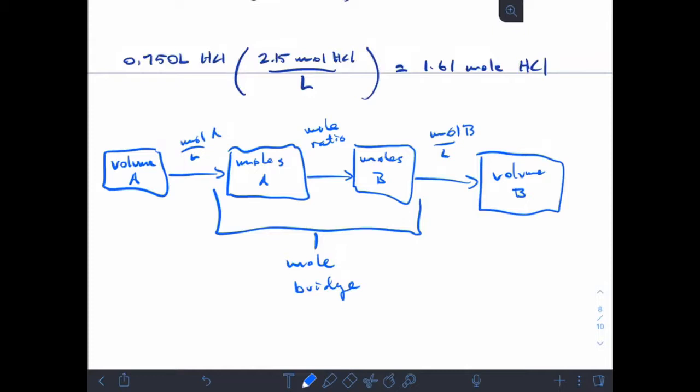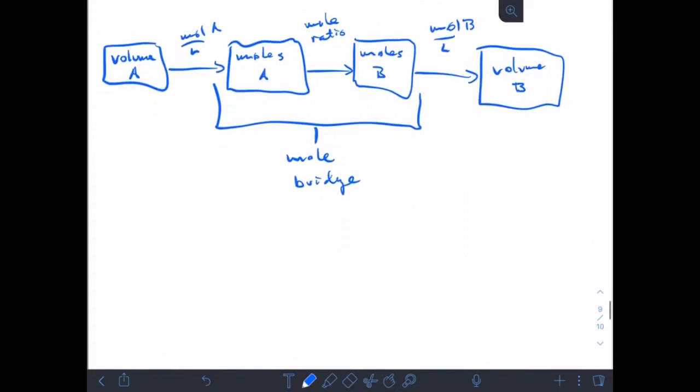Okay, so all I have to do is get to moles, and then I can convert moles of A to moles of anything else in the equation. All right? So let's do some practice with this idea. So here's our question.